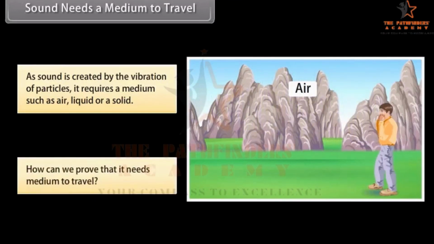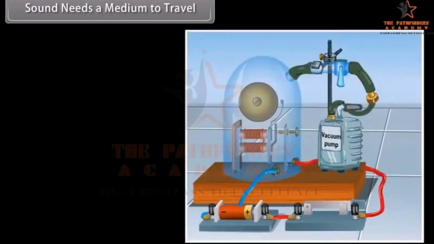But how can we prove that it needs a medium to travel? Let's see. Look at this figure. Here, an electric bell is suspended inside an airtight glass bell jar connected to a vacuum pump. As the electric bell circuit is completed, the sound is heard.